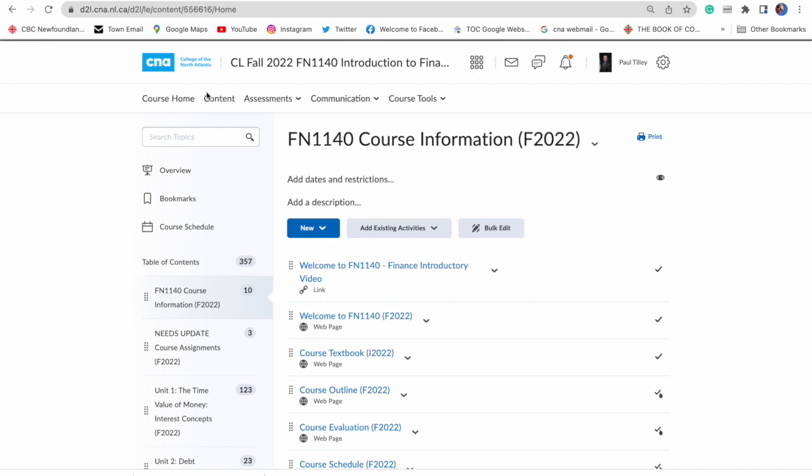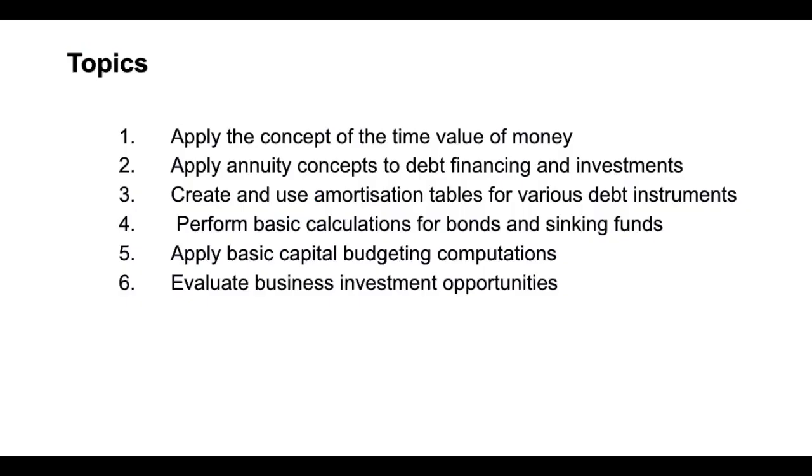The other thing that I wanted to bring to your attention was the specific topics that we're going to be covering. We're going to be applying the concept of the time value of money. We're going to be looking at annuities. Annuities are just a stream of payments. That's all that means. And we're going to look at debt financing, investments. We're going to look at amortization tables, particularly in the second part of the course. Calculations for bonds and sinking funds, which are forms of investment.